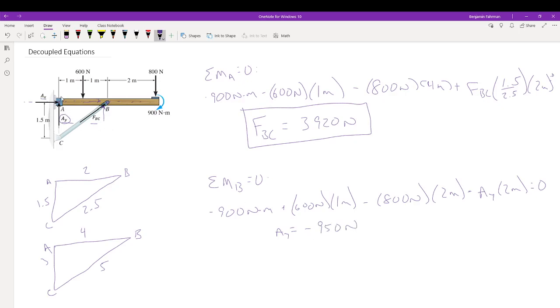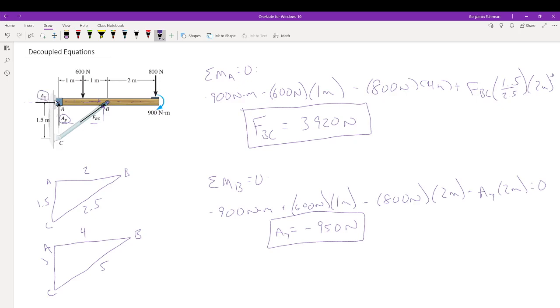That minus sign just means that we drew this in the wrong direction. That's completely fine. We're not going to change this. This just tells us that AY is actually downward. That's quite all right. We'll just leave it as it is. So this is our value for AY. So the last one, what do we need? We need to find an equation for AX, a decoupled equation for AX.